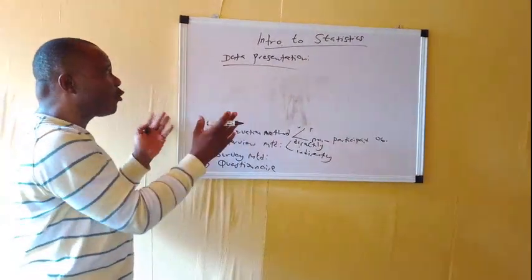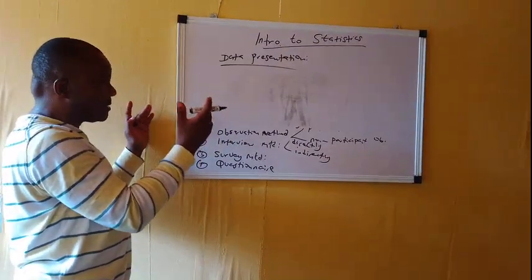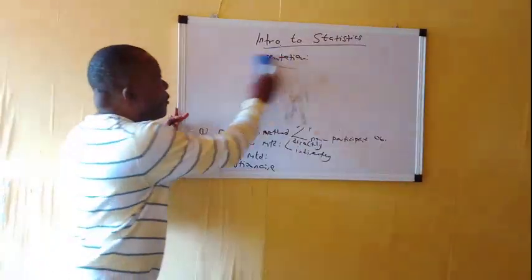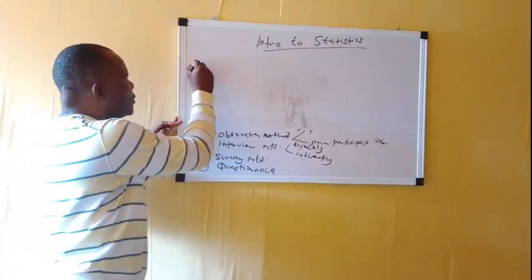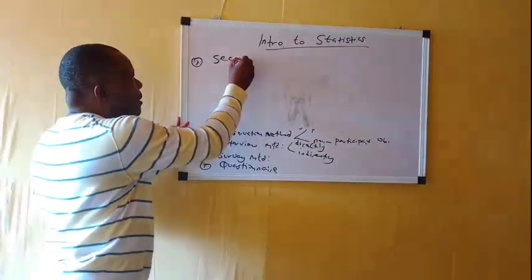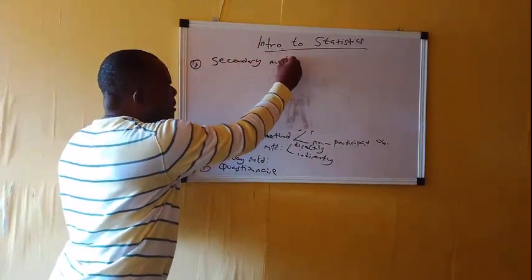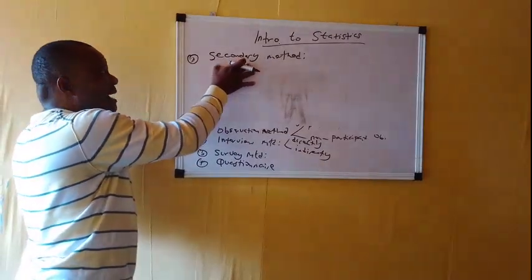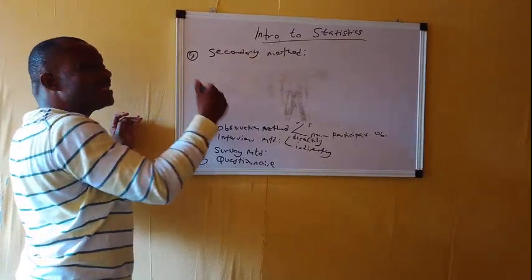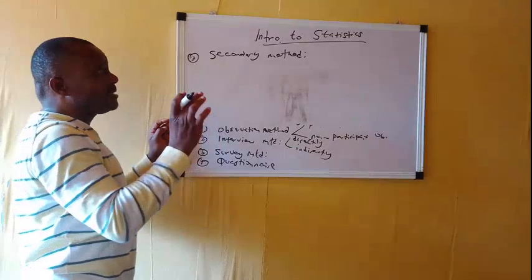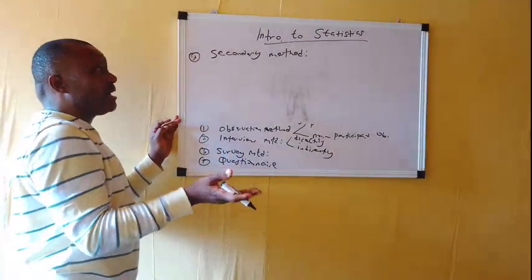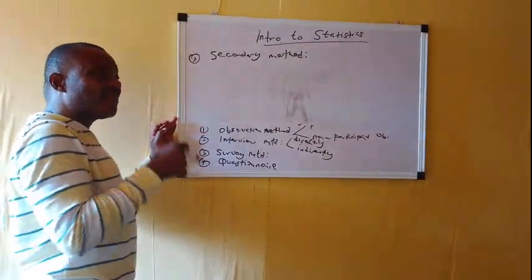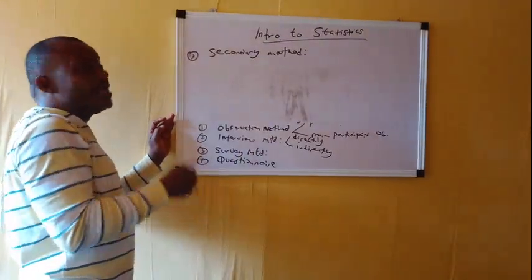Now, before we go to presentation, we can still deal with the second method, which is the secondary method of data collection. These secondary methods are methods used for collecting secondary data. What are secondary data? Secondary data are data that have already been collected by other organizations or individuals, and the researcher finds them good enough for his or her research.